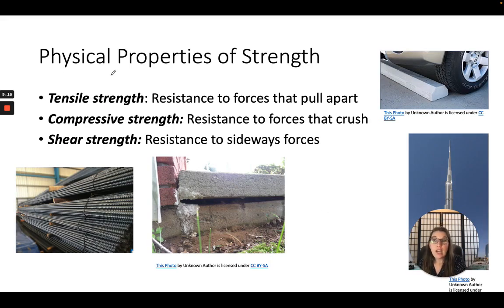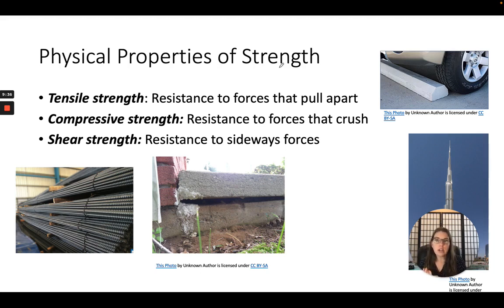And next we have physical properties of strength. So strength is kind of how much force something can withstand before it breaks. And there are different kinds of strength here. They are tensile strength, compressive strength, and shear strength. And each of these kinds of strength is a resistance to forces in different directions.